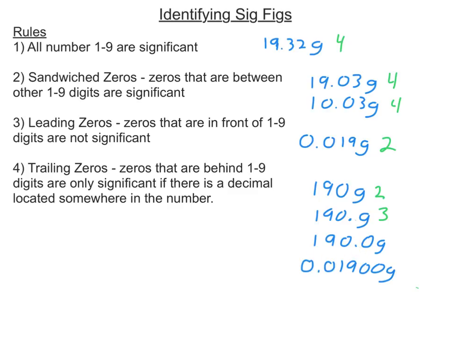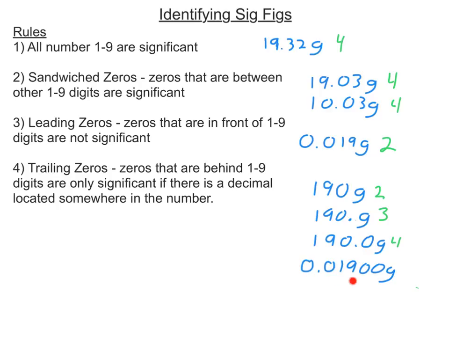This next one, 190.0. This decimal here is trying to indicate now we know all the way down to the tenths place. So there are 1, 2, 3, 4 significant figures there because they are trailing, and there is a decimal somewhere in the number. It doesn't matter where the decimal is. Lastly, 0.01900 grams. Now, these are leading. Leading zeros do not count, so they're not going to count here.